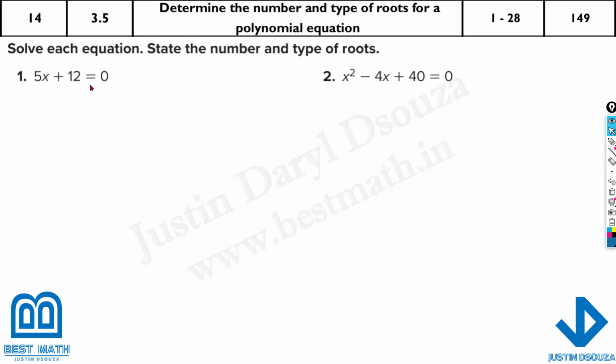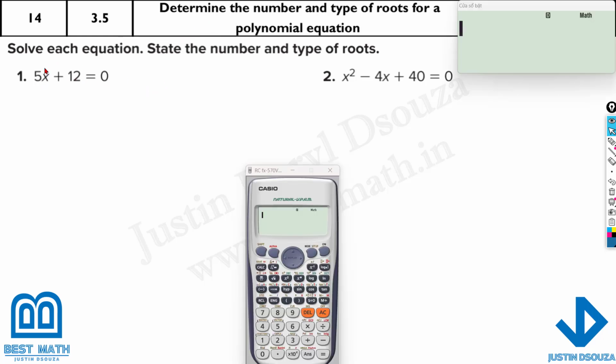Now they have told us to just solve these equations. The first one is just a linear function. The number of roots can be only 1 because it's x to the power 1. How can you solve it? Directly in the calculator it is possible.